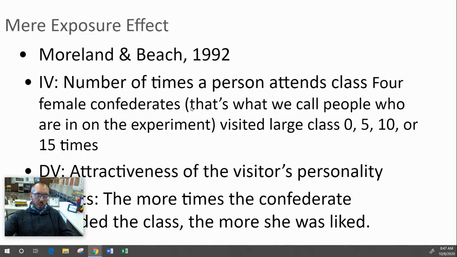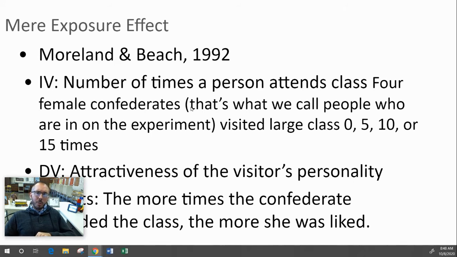Another great research study of this is Moreland and Beach in 1992. Their independent variable was the number of times a person attends class. They grabbed 4 female confederates. That's just what we call someone who's in on an experiment. They had the 4 different confederates visit a large class. One confederate never visited it. One of them visited it 5 times, 10 times, and then the last one 15 times.